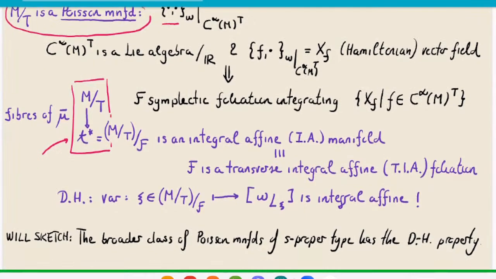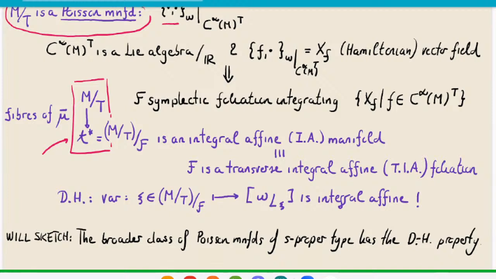So in this language, the Duistermaat-Heckman variation theorem says that you have some very specific Poisson manifold. Its symplectic foliation has a leaf space which happens to be an integral affine manifold, and the map sends each point in the leaf space, that is each leaf, to the cohomology class of the symplectic form in the leaf, and is integral affine.